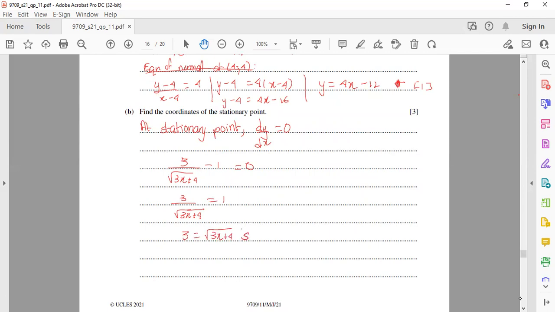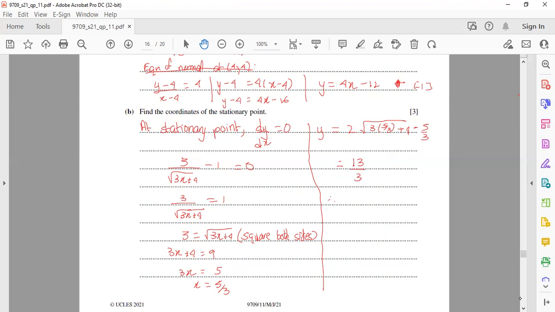So we can square both sides. 3x plus 4 is equal to 9. 3x is equal to 5. So x is equal to 5 over 3. And to find the y coordinate, we need to substitute into the equation of the curve. So the equation of the curve is 2 square root of (3x plus 4) minus x. So 2 square root of (3 into 5 over 3 plus 4) minus 5 over 3. And y should be equal to 13 over 3.